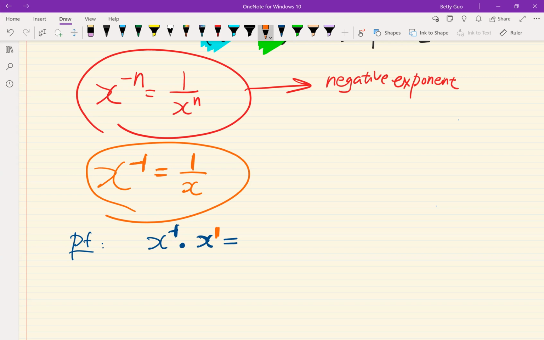Use the product rule to simplify this product, x to the power of negative 1 times x to the power of 1. Could we apply the product rule? And how do we apply it? If you were here, you should have the note. You keep the base and add up the exponents. Negative 1 plus 1, right? What's negative 1 plus 1?